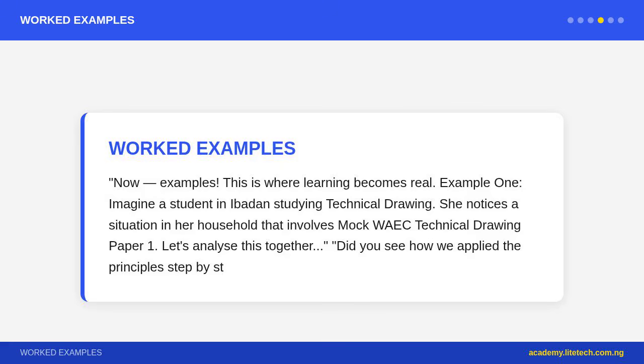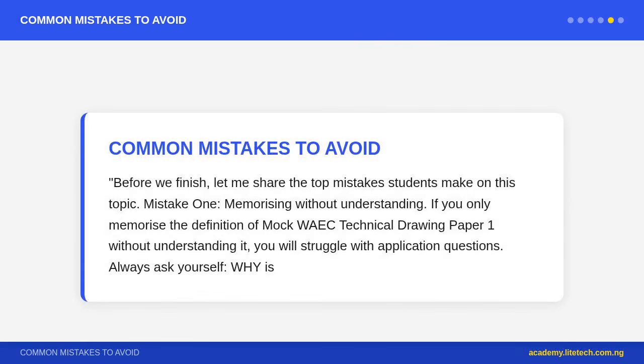Before we finish, let me share the top mistakes students make on this topic. Mistake 1. Memorizing without understanding. If you only memorize the definition of mock WAEC Technical Drawing Paper 1 without understanding it, you will struggle with application questions. Always ask yourself, why is this true?